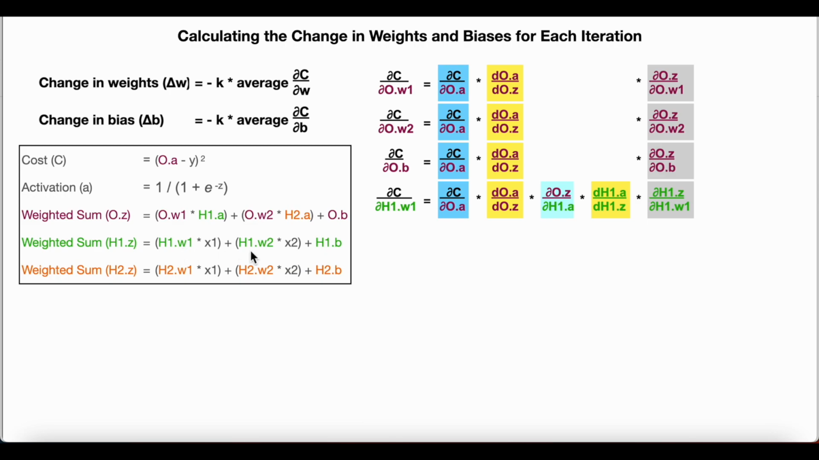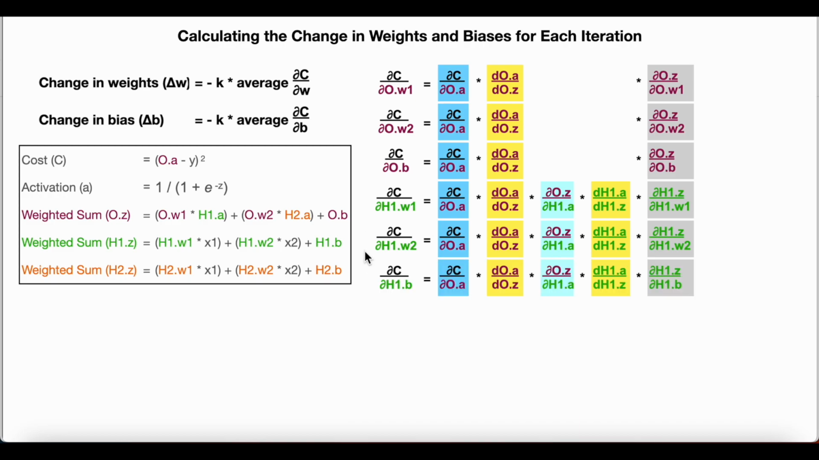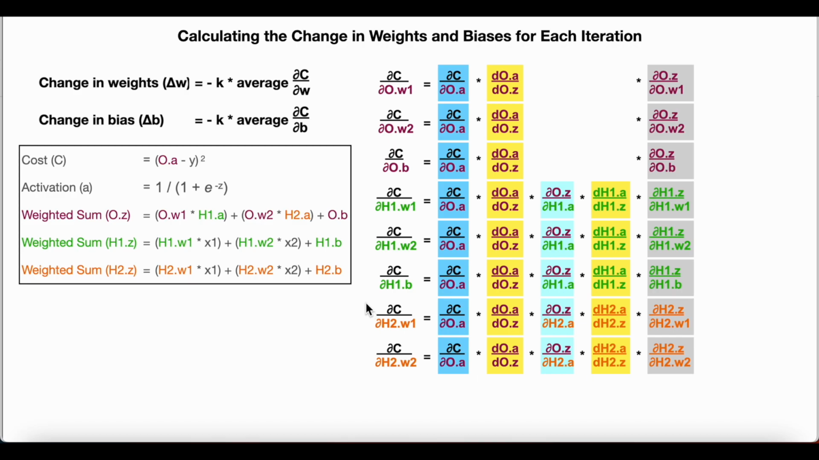We'll do the same thing for H1 weight 2, H1b, H2 weight 1, H2 weight 2, and H2b. If you were to build a neural network with more than one hidden layer, you'd have to do these intermediate calculations for each of the additional layers. Okay, so let's start to solve these equations.